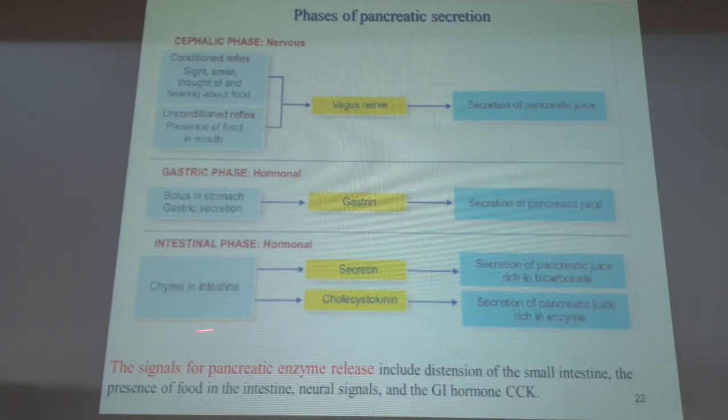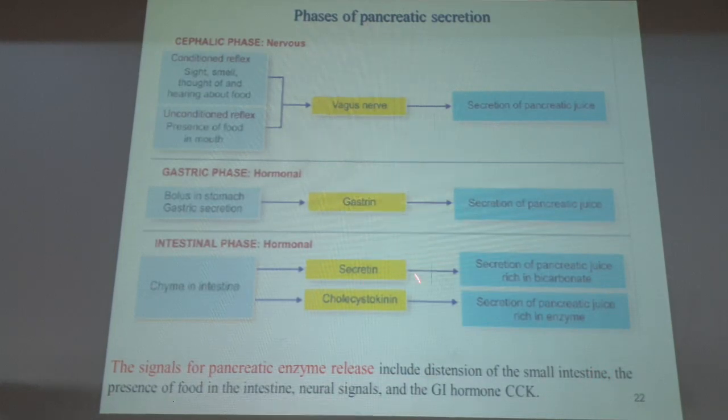The signal for pancreatic enzyme release is distension in the small intestinal wall by the presence of food in the intestine, through neural signals or GIT hormones. Whenever there is distension in the small intestinal tract, this will stimulate secretion of these hormones, and the presence of food in the intestine, neural signals through the vagus nerve, and of course these two hormones.